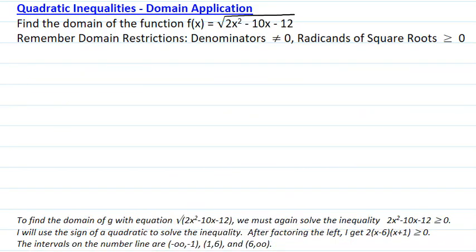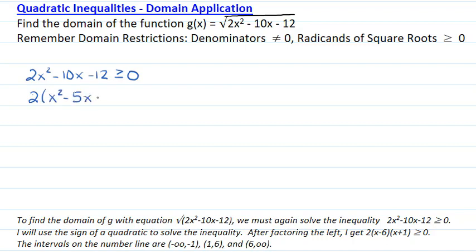To find the domain of g, with equation square root of 2x squared minus 10x minus 12, we must again solve the inequality 2x squared minus 10x minus 12 greater than or equal to 0. I will use the sign of a quadratic to solve the inequality. Again, I'm going to factor the left. And that will give me 2 times x minus 6 times x plus 1 greater than or equal to 0.